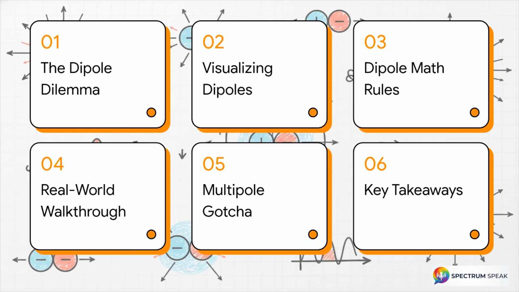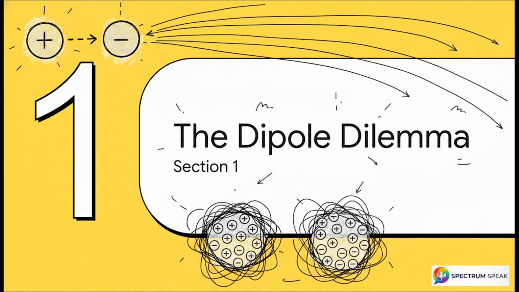Here's our roadmap for today's explainer. We'll start with the dipole dilemma, move on to visualizing the electric dipole, cover the dipole formulas and math rules, do a real-world dipole walkthrough, look at the high-order multipole gotcha, and finish up with key takeaways and a final review. All right, section 1, the dipole dilemma.